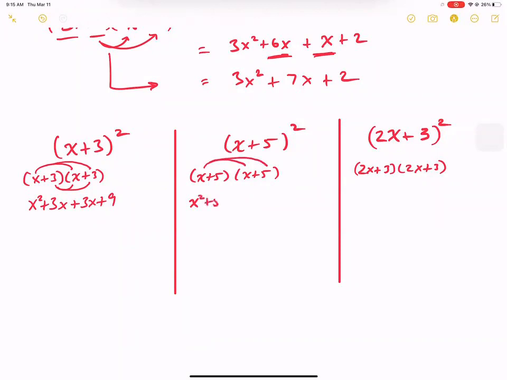x squared plus 5x. And then now it's whose turn? It's 5's turn, right? 5 times x, and then 5 times 5.